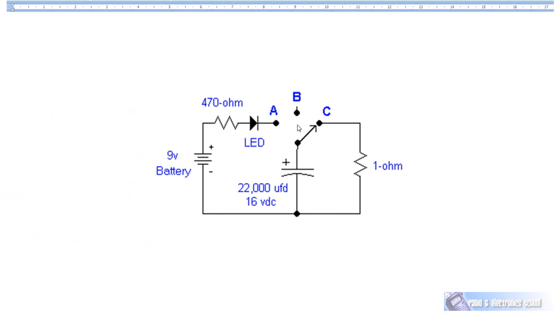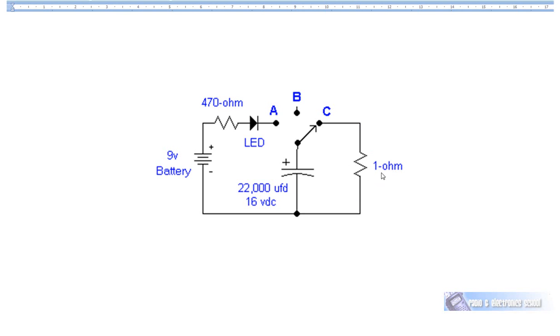And in the final diagram, I've moved the switch from B to C. The capacitor is fully charged when it was on B. Now that I've moved it to C, the capacitor will discharge from negative at the bottom through the resistor and back to the positive plate. So all of the excess electrons on the negative plate will now flow through the circuit to the positive plate until there is eventually no voltage and no charge on the capacitor.